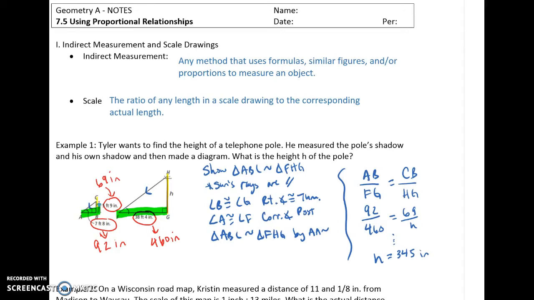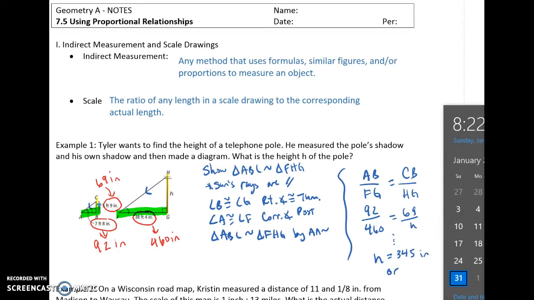plugged everything in. Remember, this is only one way to set up the proportion. There's more than one. And then doing all that work, I should get height is 345 inches. Since the problem didn't specify if I want my answer in inches or feet, feel free to leave it in inches. But again, if you solved it for feet, you could also write your answer in feet. Remember, don't round unless specified.